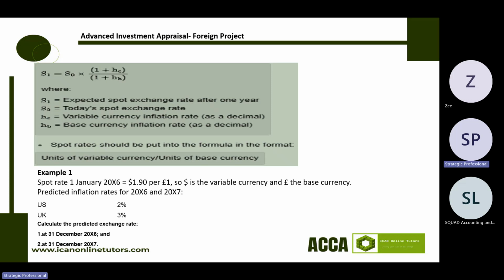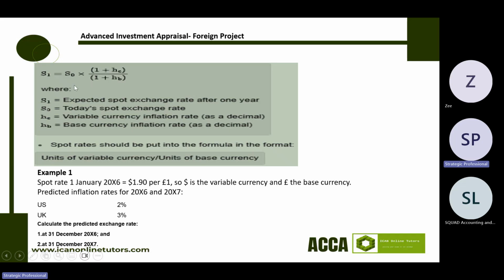Now, this is the formula. I don't know if you can see this. This is the formula where we have S1. S1 means your expected spot exchange rate after 1 year, while S0 means today's spot exchange rate, meaning now. And we say spot means now, immediate delivery, right? So if I want to forecast what my exchange rate will be after 1 year, which is S1, this is the formula.